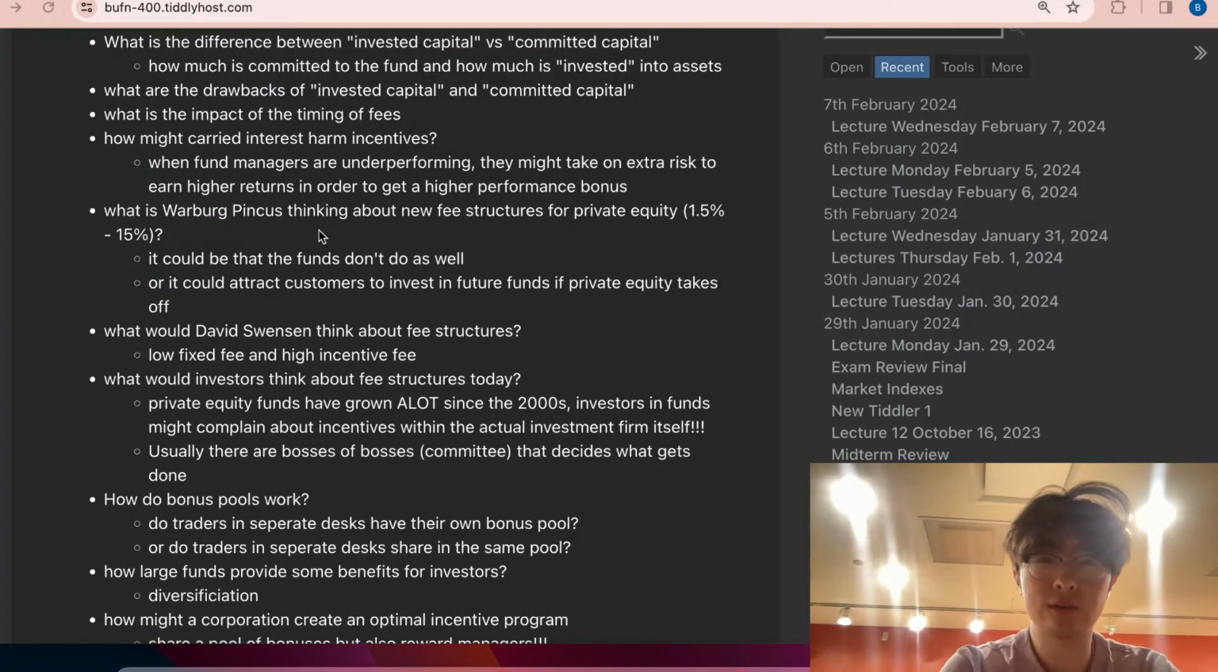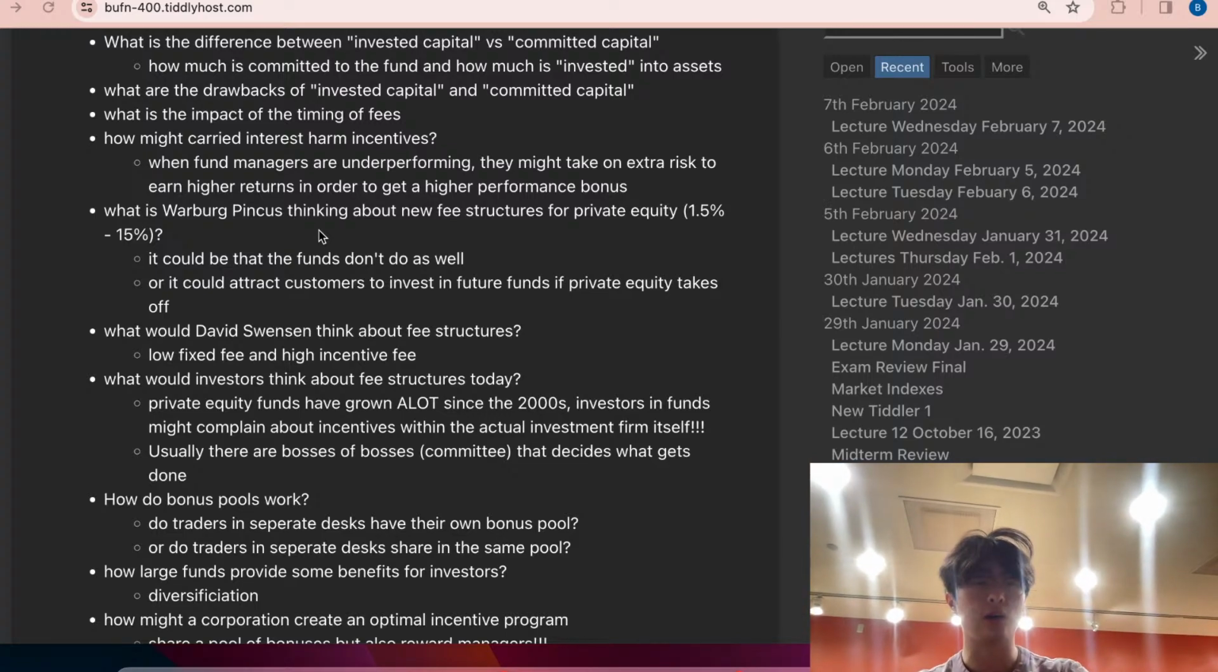And there are a few different philosophies I think we can think about here. The first one is that if the fund doesn't do well, or it could attract customers to invest in future funds if private equity takes off.